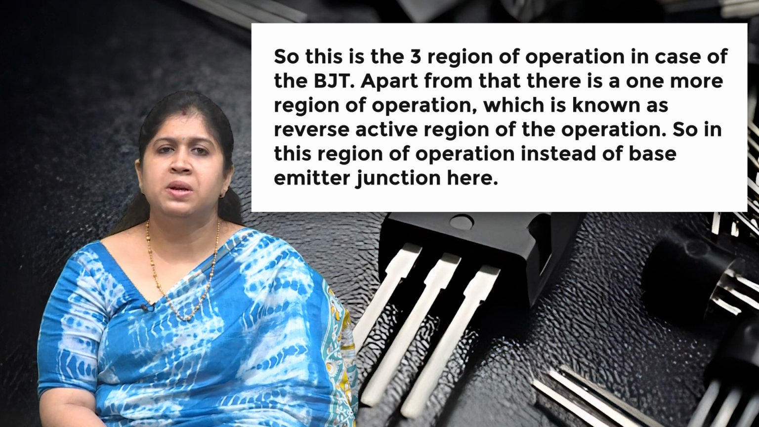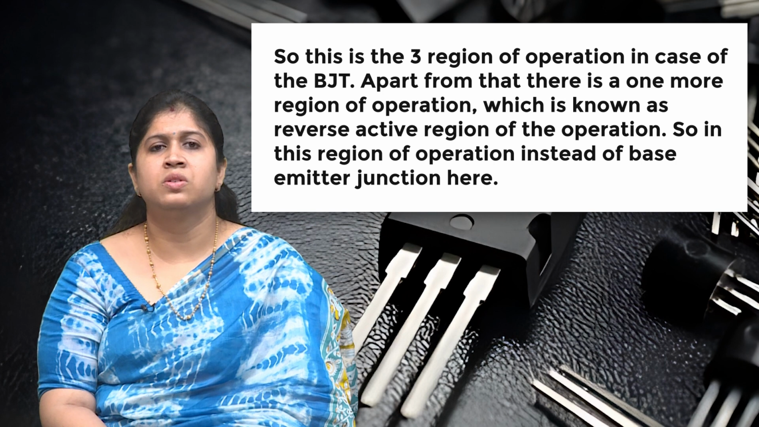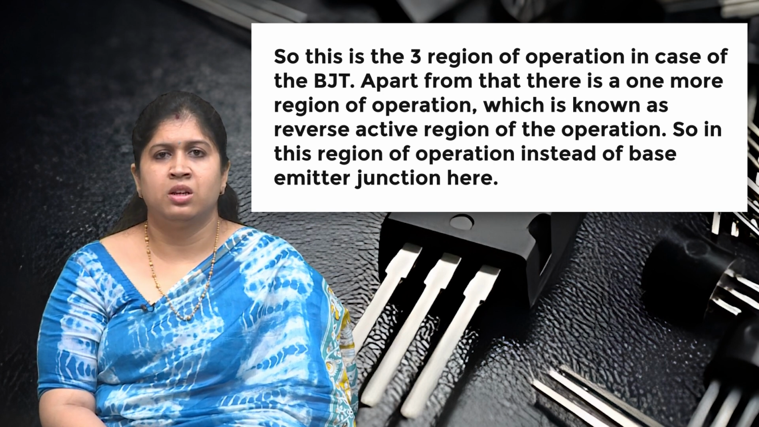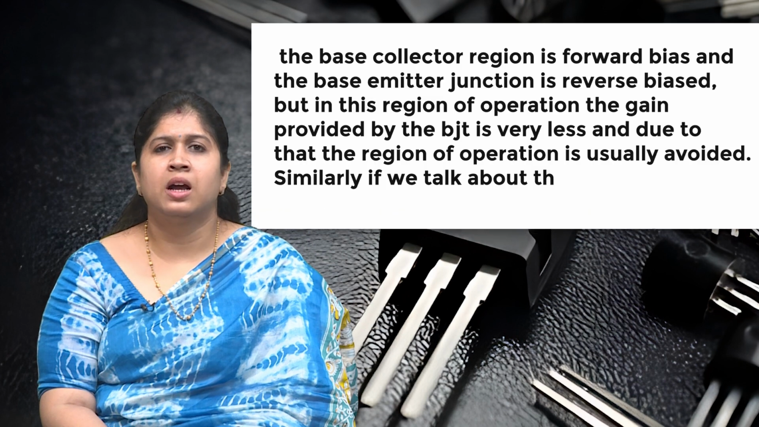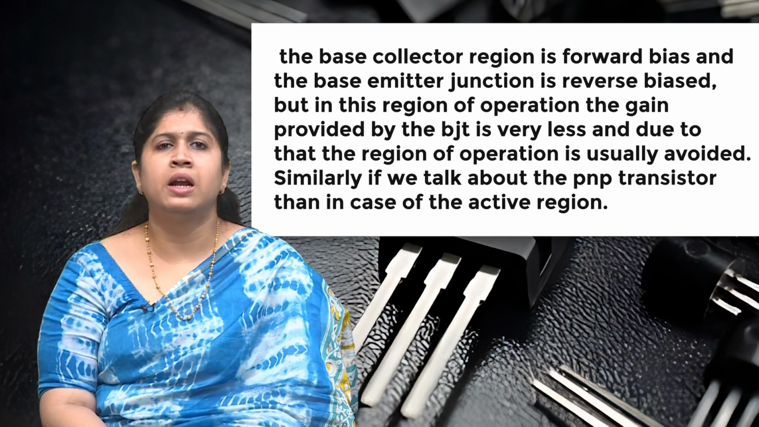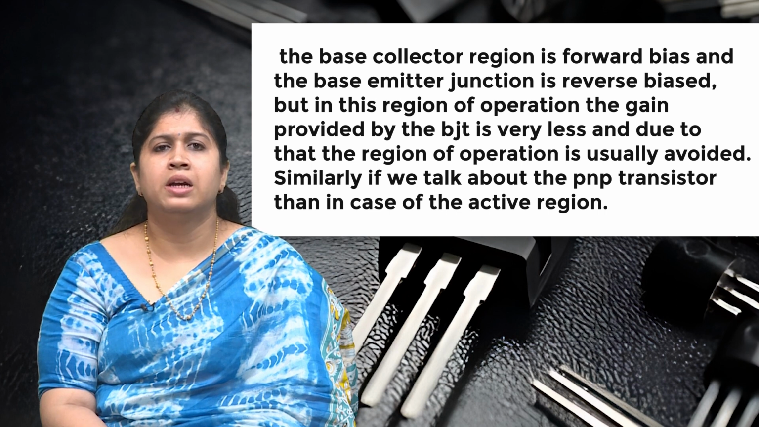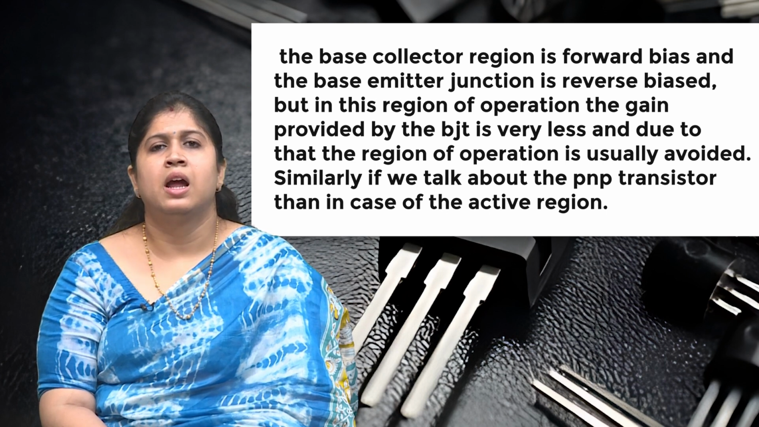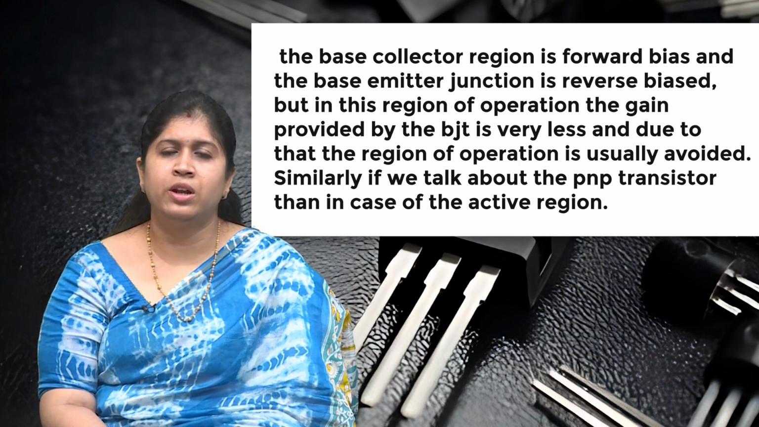In case of the BJT, apart from that, there is one more region of operation which is known as the reverse active region of operation. In this region, the base collector junction is forward biased and the base emitter junction is reverse biased. But in this region of operation, the gain provided by the BJT is very less, and due to that the region of operation is usually avoided.